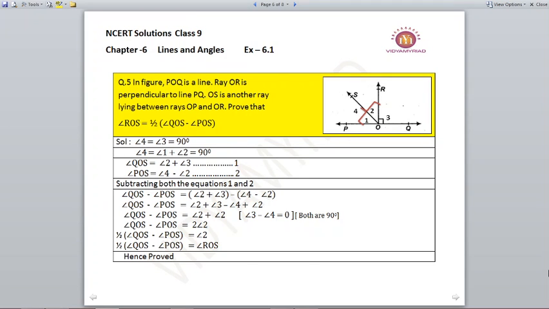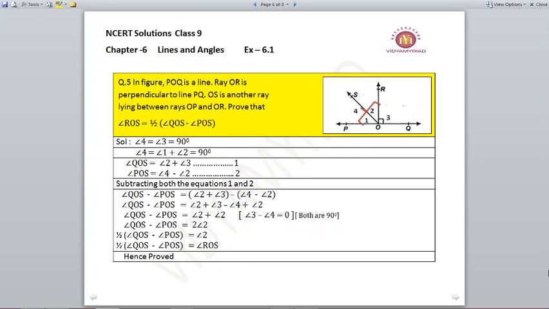Next, question number 5. In the figure, POQ is a line. Ray OR is perpendicular to line PQ. OS is another ray lying between rays OP and OR. Prove that angle ROS is equal to half of angle QOS minus angle POS. Look at the diagram. Here I have numbered all the angles 1, 2, 3 and 4.